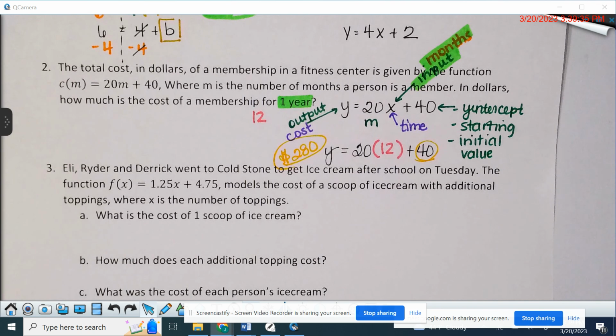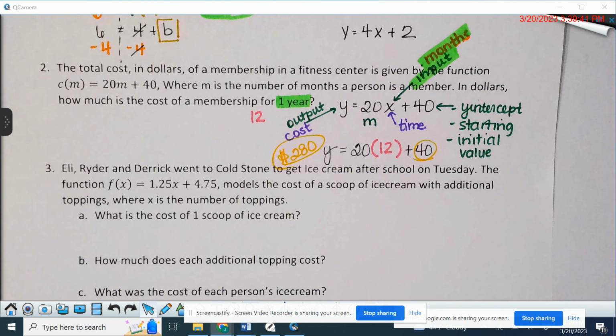Star it. That one and the one above it are EOC questions the state put out. Like the state said, these are questions we need to be able to do. They were calculator inactive as well. So all those numbers you need to be able to do on a scratch sheet of paper, like 20 times 12.